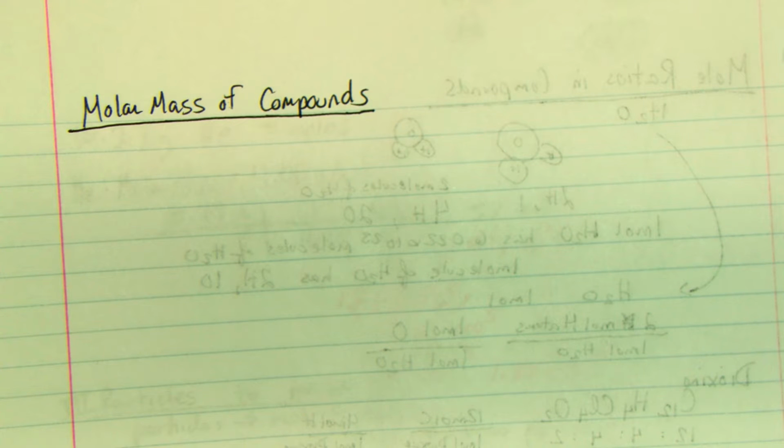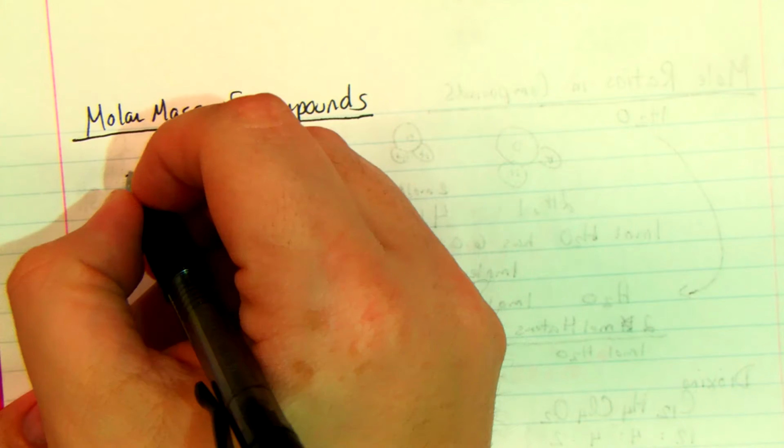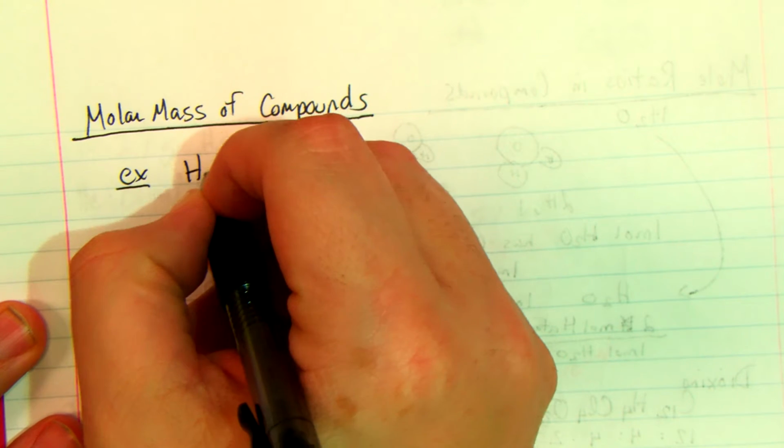Alright, molar mass in compounds. Yesterday we dealt with atoms. We dealt with finding molar mass of atoms. And molar mass in compounds is pretty much the same thing. But in a compound, and we'll use a simple one to start with, H2O again.